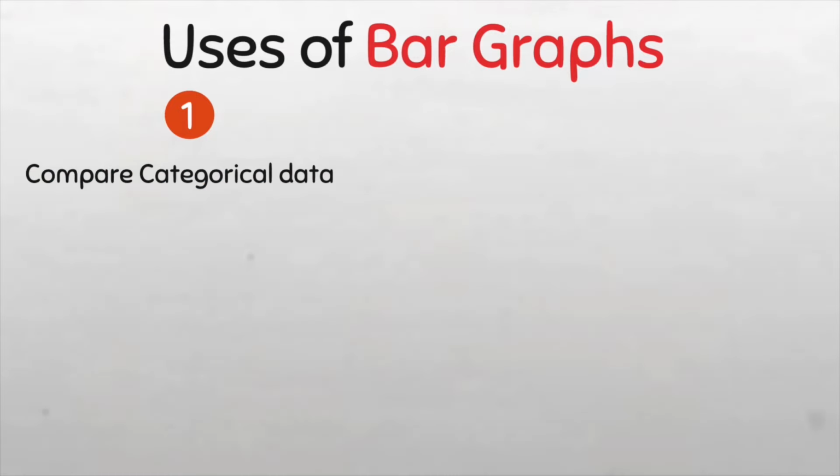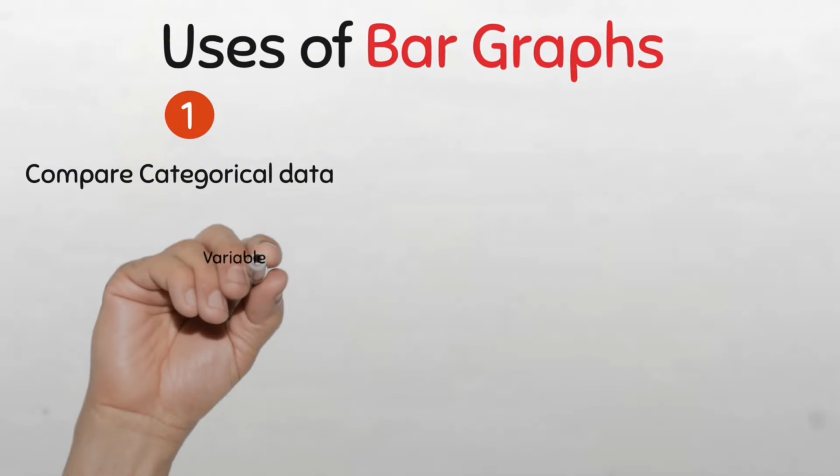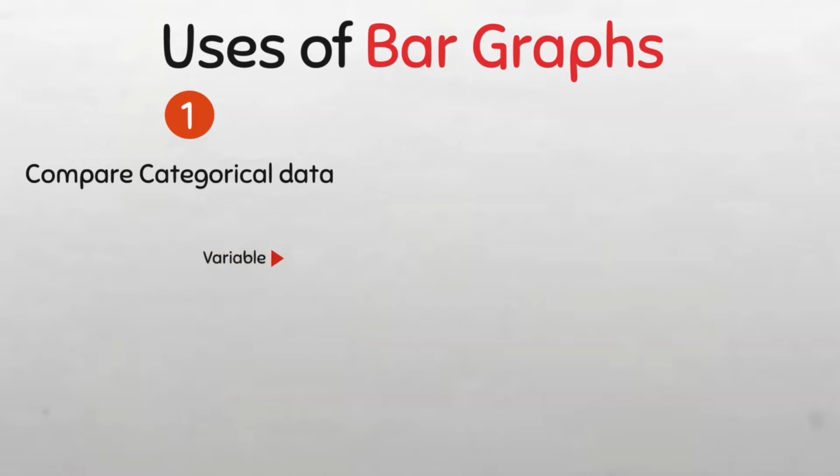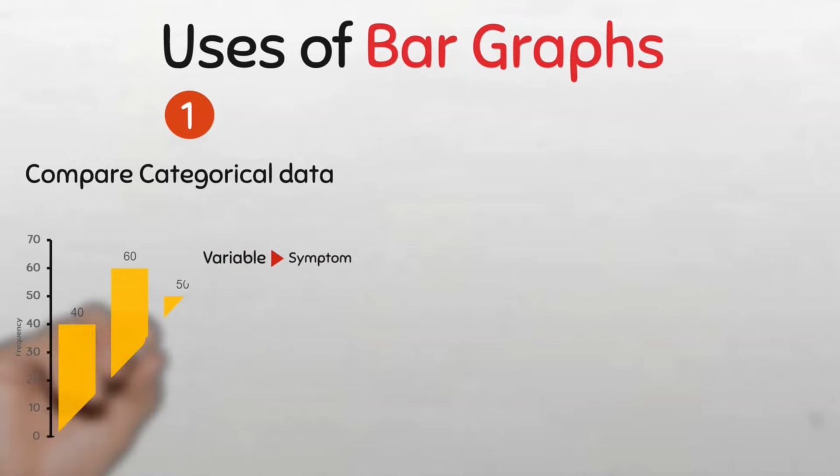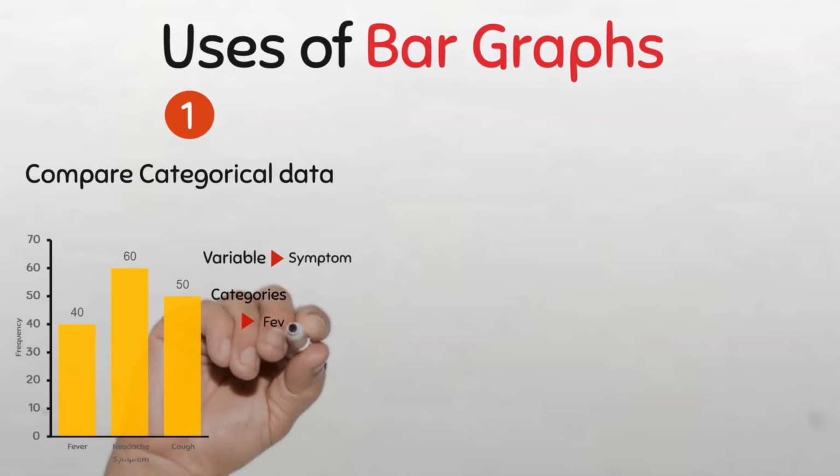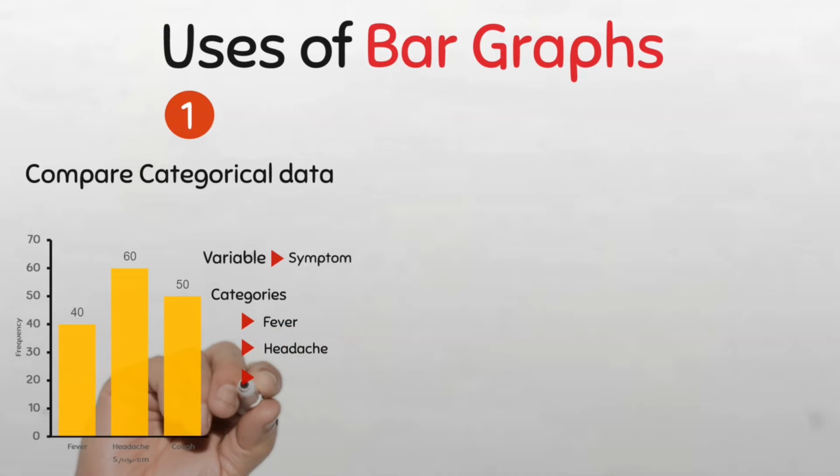For example, if you wanted to compare the frequency of symptoms in patients with COVID-19, here we have a variable called symptom, and we're using a bar chart to compare the three categories: fever, headache, and cough.